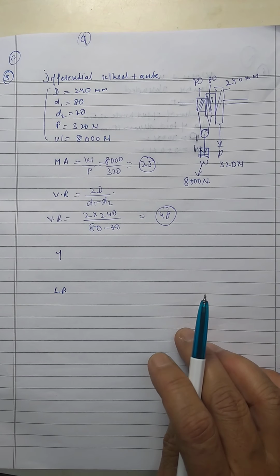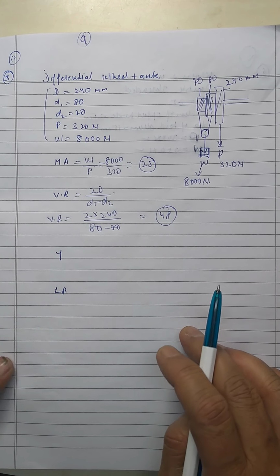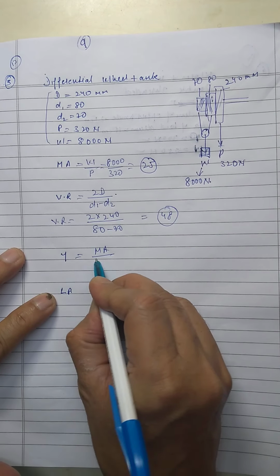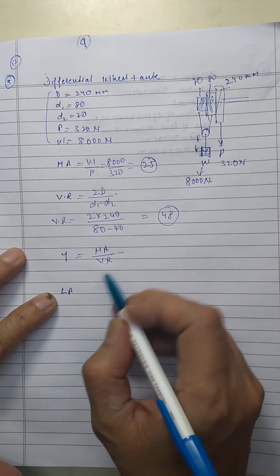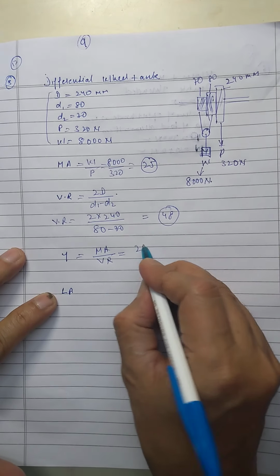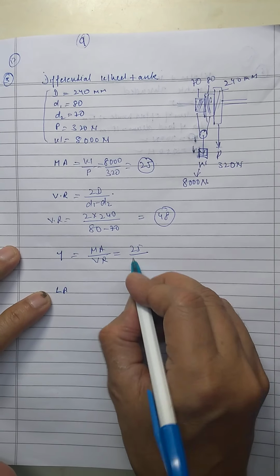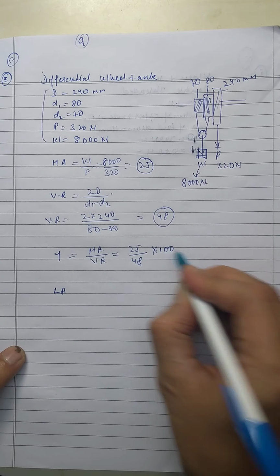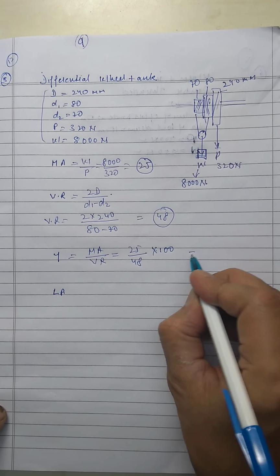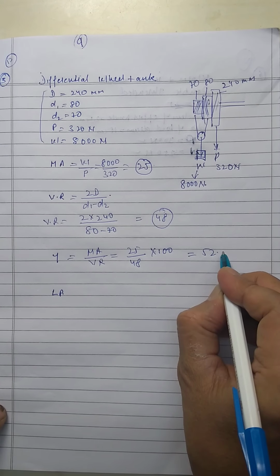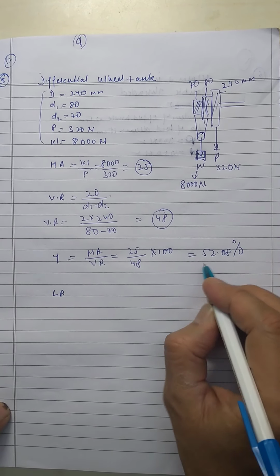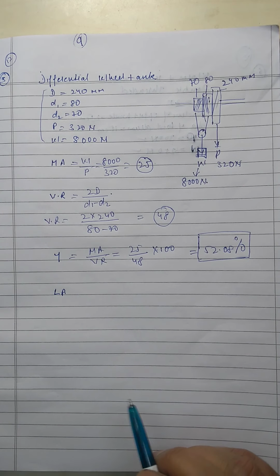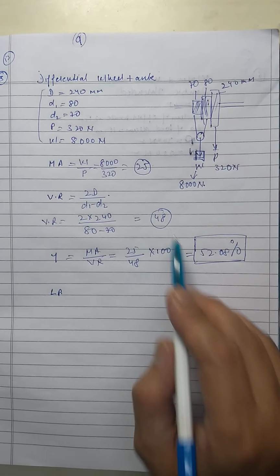Now coming to the efficiency. The efficiency of any machine is equal to mechanical advantage upon velocity ratio. So mechanical advantage is 25 and the velocity ratio is 48. We multiply this by 100 to get the answer in percentage. So the answer is 52.08%. So this will be the efficiency. Mechanical advantage, velocity ratio, efficiency.